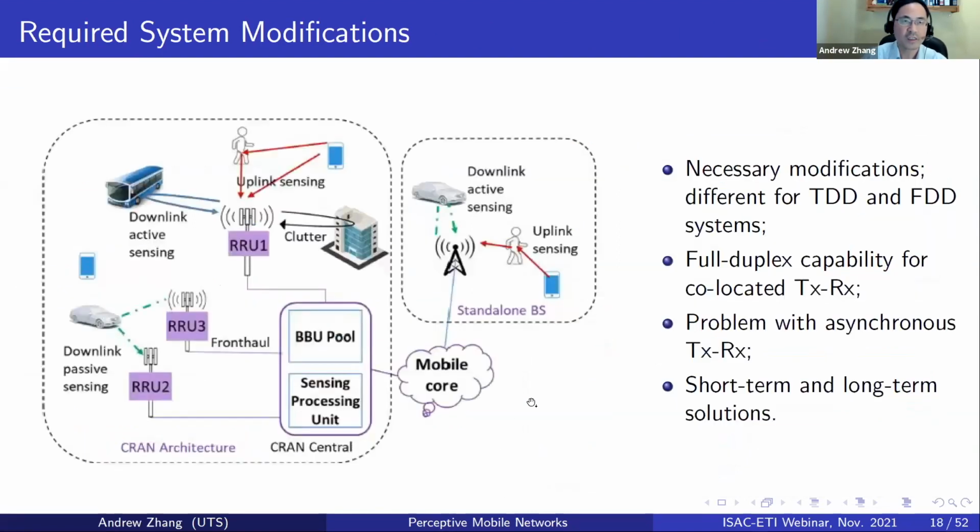The system modifications required are mainly needed to deal with the two issues we just mentioned, the full duplex requirement and the clock asynchronism. We can have both near-term and long-term solutions. Near-term solutions are suboptimal. The long-term solution would be the full duplex one. For the near-term solutions, we can have a couple of options. For example, we can use a dedicated transmitter or a dedicated receiver. In this case, we can avoid the full duplex requirement. And if we use such a transmitter and receiver in a serial architecture, their clocks are also locked. So we don't have the clock asynchronism problem as well.